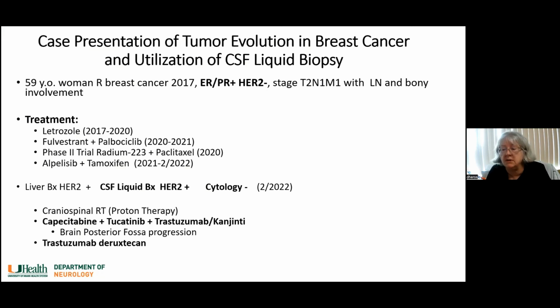She then underwent the treatment using the triad that I mentioned, with the chemotherapy, the small molecule inhibitor, and the monoclonal antibody. And despite that, we could see posterior fossa progression. And because her CSF was HER2 positive, the oncologist decided to change the HER2 positive approach and used the monoclonal antibody linked with the chemotherapy combination, brand new, just out.